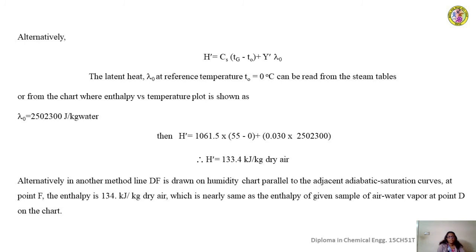You all know the equation for the enthalpy of vapor gas mixture. It is H dash is equal to Cs into (Tg minus T naught) plus y dash lambda naught. So substitute all the values in the given equation. Then H dash will be equal to 133.4 kilojoules per kg dry air. So this is another method of obtaining the enthalpy of the given air sample.